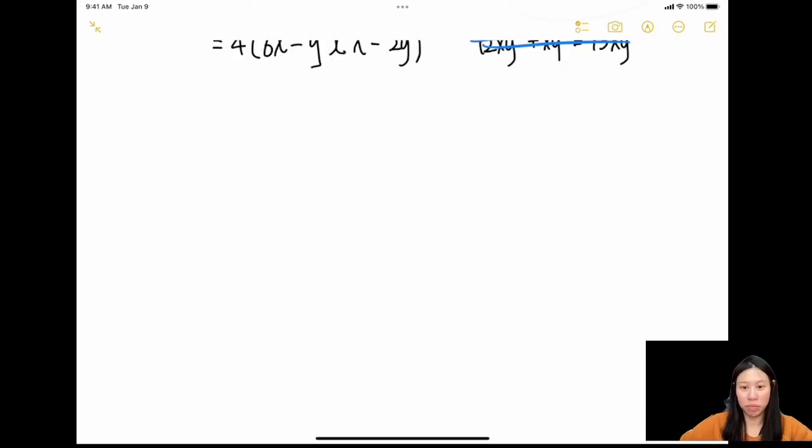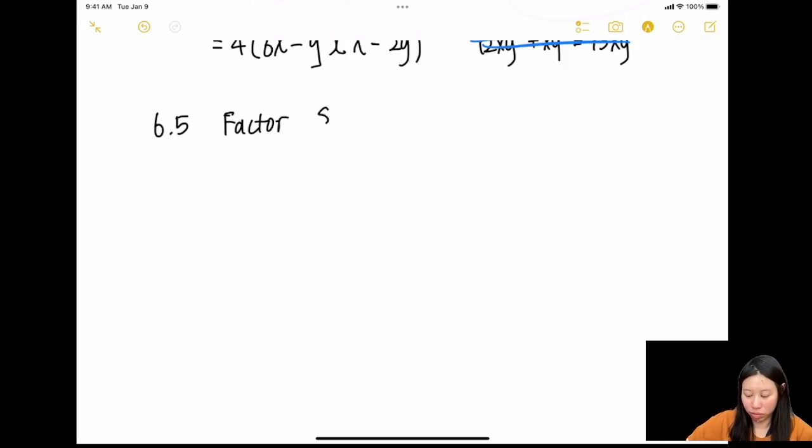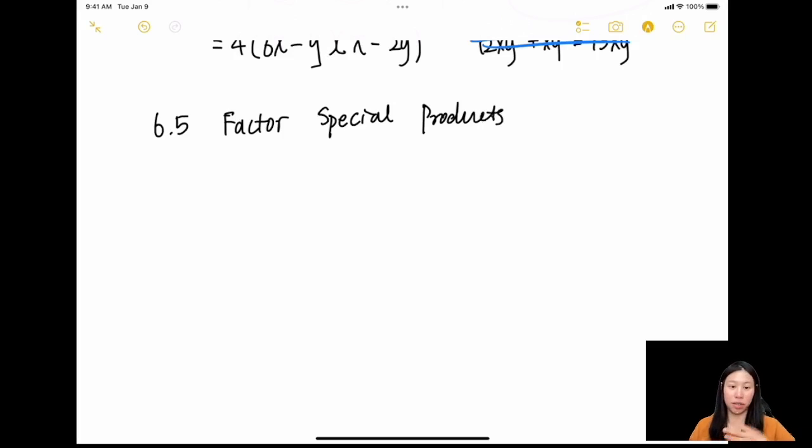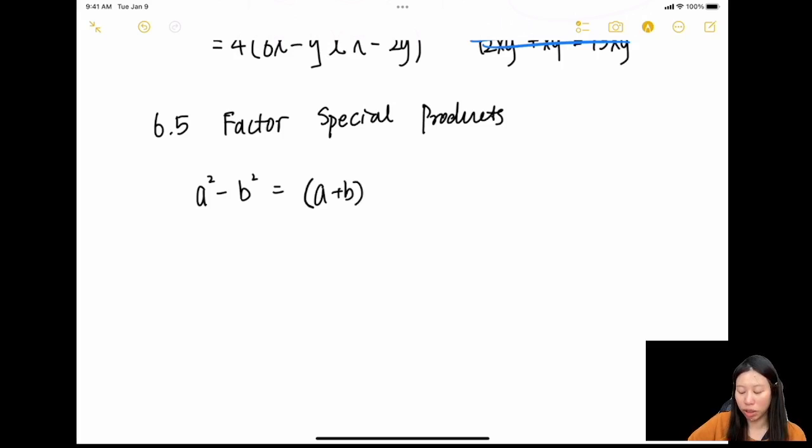Hi, so today I want to give you more examples or exercises on how to factor the special products. So how many special products do we have? We have the difference of squares, which is a squared minus b squared equals, when we factor it, a plus b times a minus b.